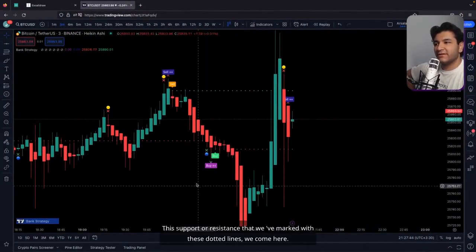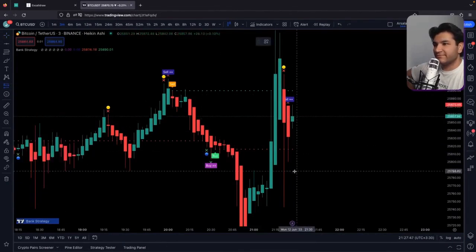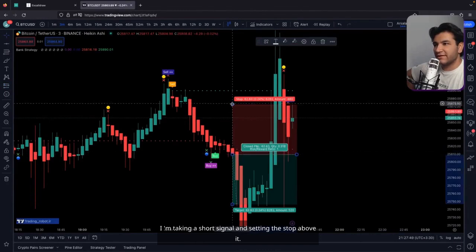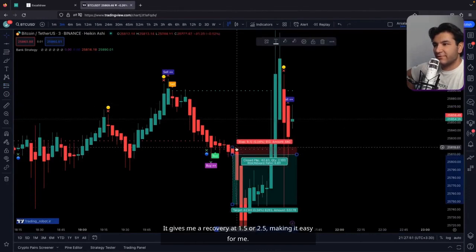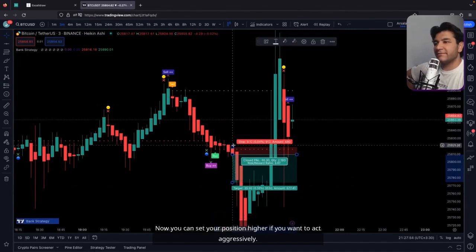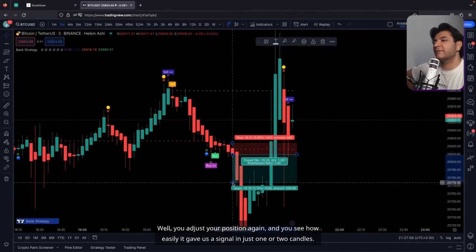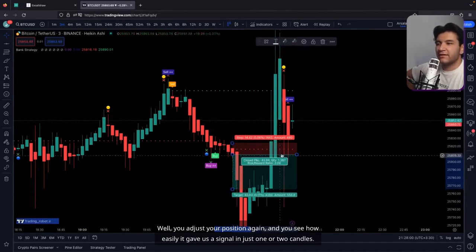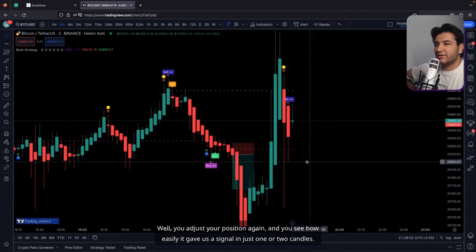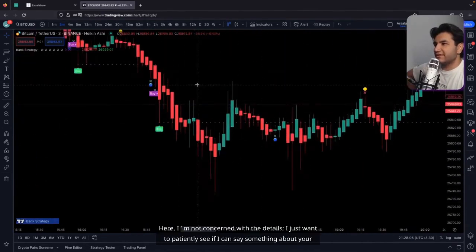This support or resistance that we've marked with these dotted lines, we come here. I'm taking a short signal and setting the stop above it. It gives me a recovery at 1.5 or 2.5, making it easy for me. Now you can set your position higher if you want to act aggressively. Well, you adjust your position again, and you see how easily it gave us a signal in just 1 or 2 candles. Let me show you another example.